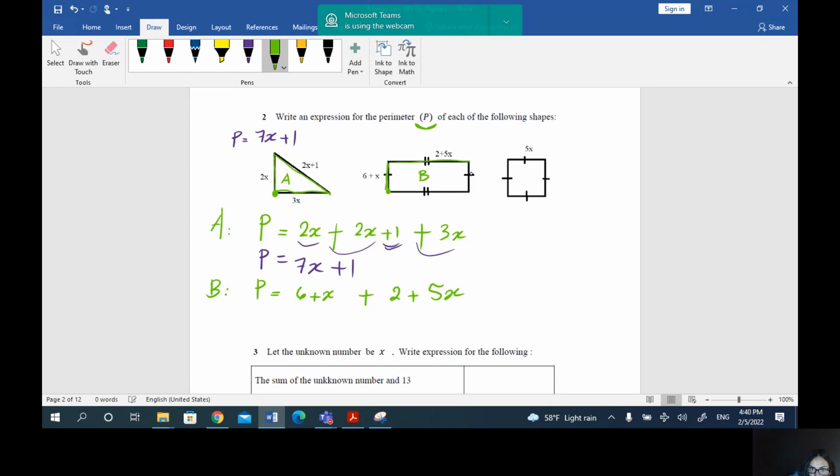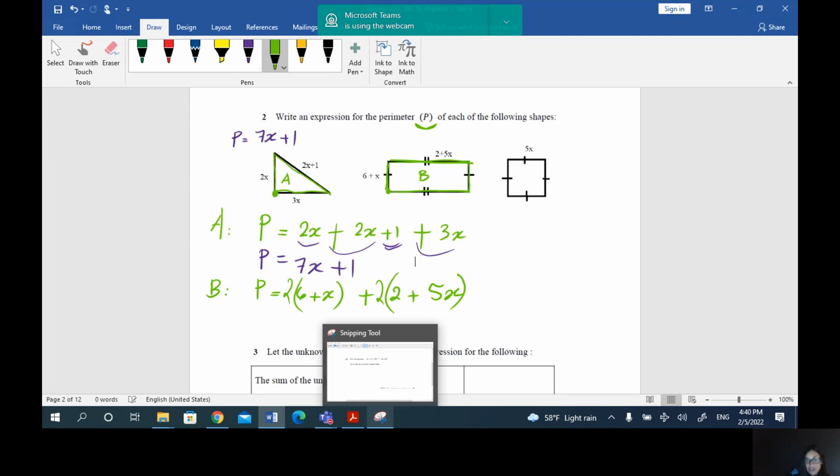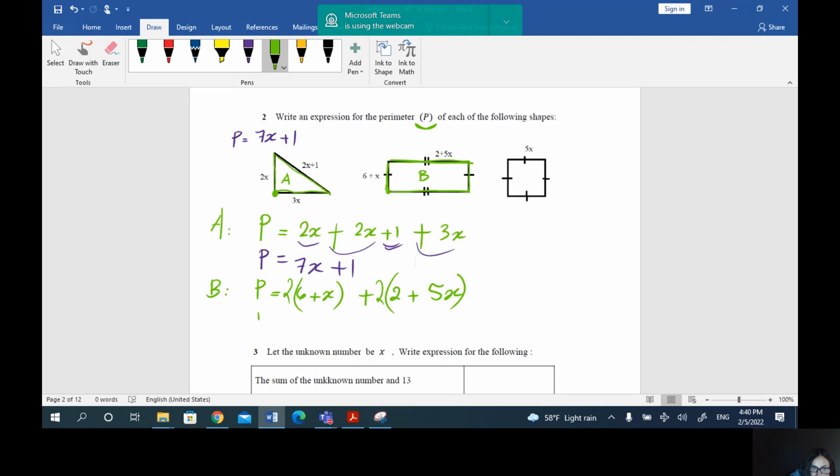Every two opposite sides in a rectangle are equal. So we have two pieces of this, so we must multiply it by 2. And we have two pieces of this side, so all this, we're going to multiply by 2. Now, we are going to expand at first.